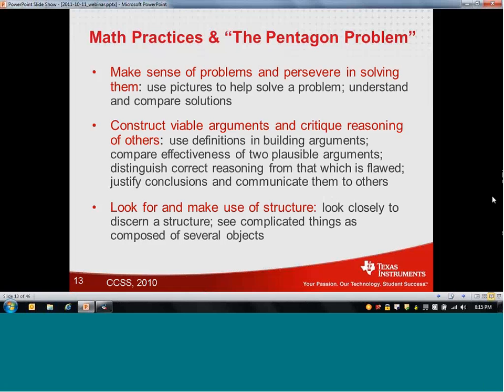And it's pretty important when you're thinking about area that you look for the structure. You need to have that perpendicular altitude in order to have the height. They're also breaking apart this shape into different kinds of objects, into triangles and rectangles and squares. So the pentagon problem really does help kids think about the mathematical practices and make them come to life.